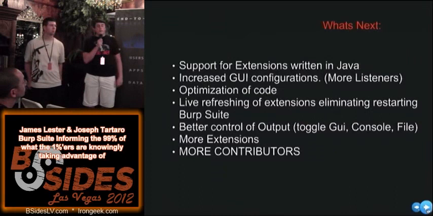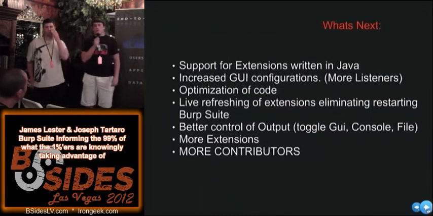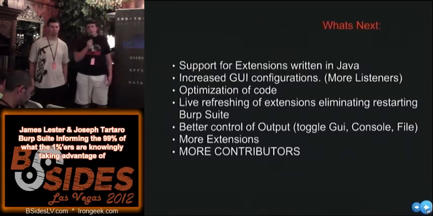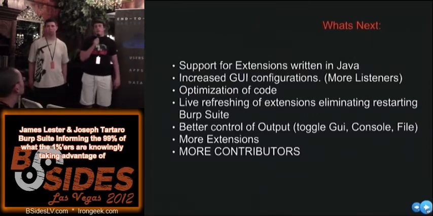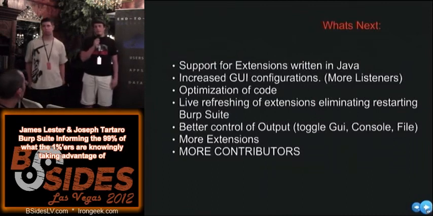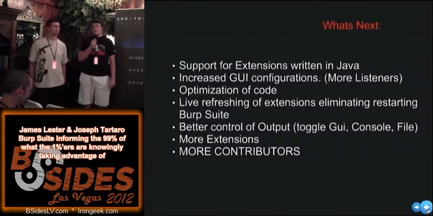And then obviously more extensions and more contributors. This whole idea is we look at something like Metasploit, and the community took it and ran with it, and it's obviously doing great. Nmap scriptability engine, people are just writing scripts for it. It's running great. Burp's had extensibility for like 2 years or something, and there's maybe 4 extensions you can find on the internet. It just doesn't make sense, you know?